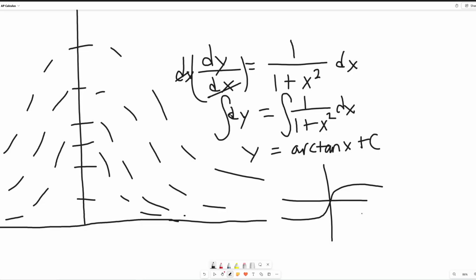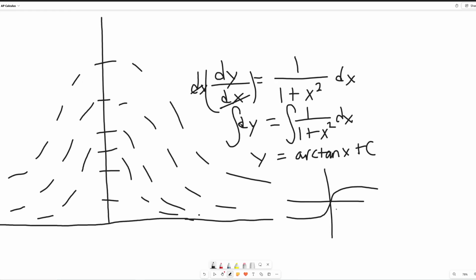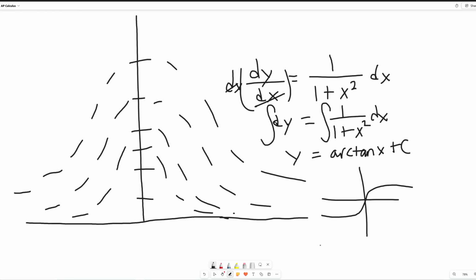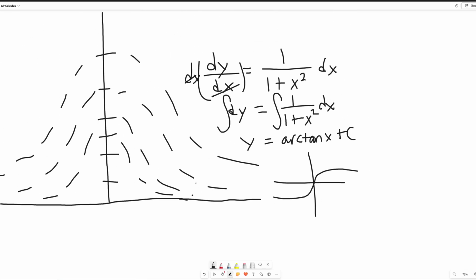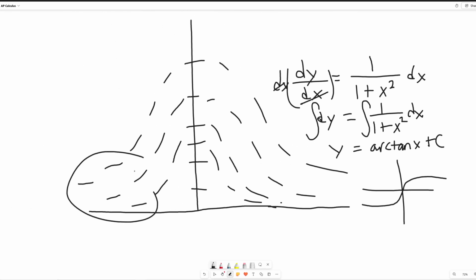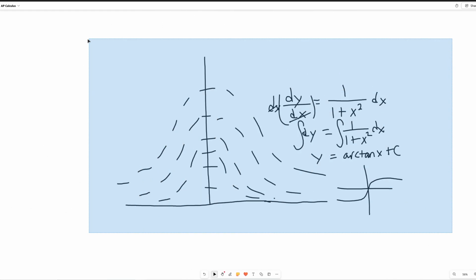Okay, so if you modeled the slopes here, as x approaches both negative infinity and positive infinity, eventually the slope goes to 0, which makes sense with what we see over here. So that's how you would figure that out.